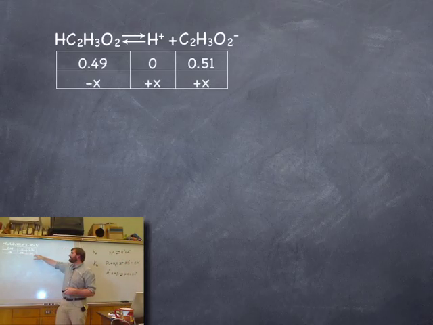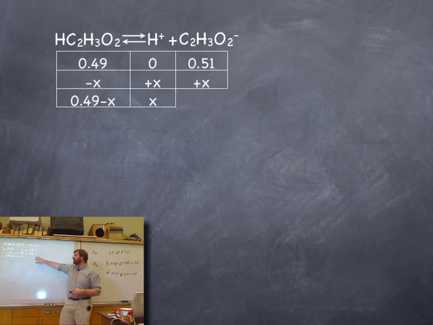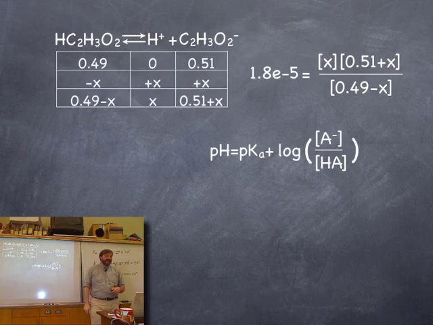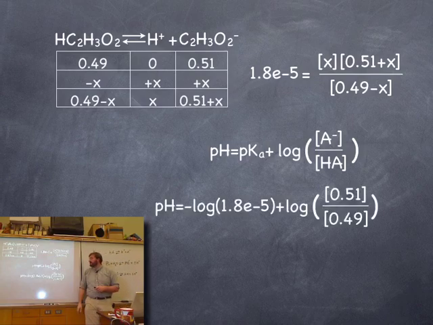Minus x plus x, the same process, right? Nothing new to see here. Same equilibrium, except now, is there a quick way I can solve this? I've got the Henderson-Hasselbalch equation now. So I can just plug into this equation.